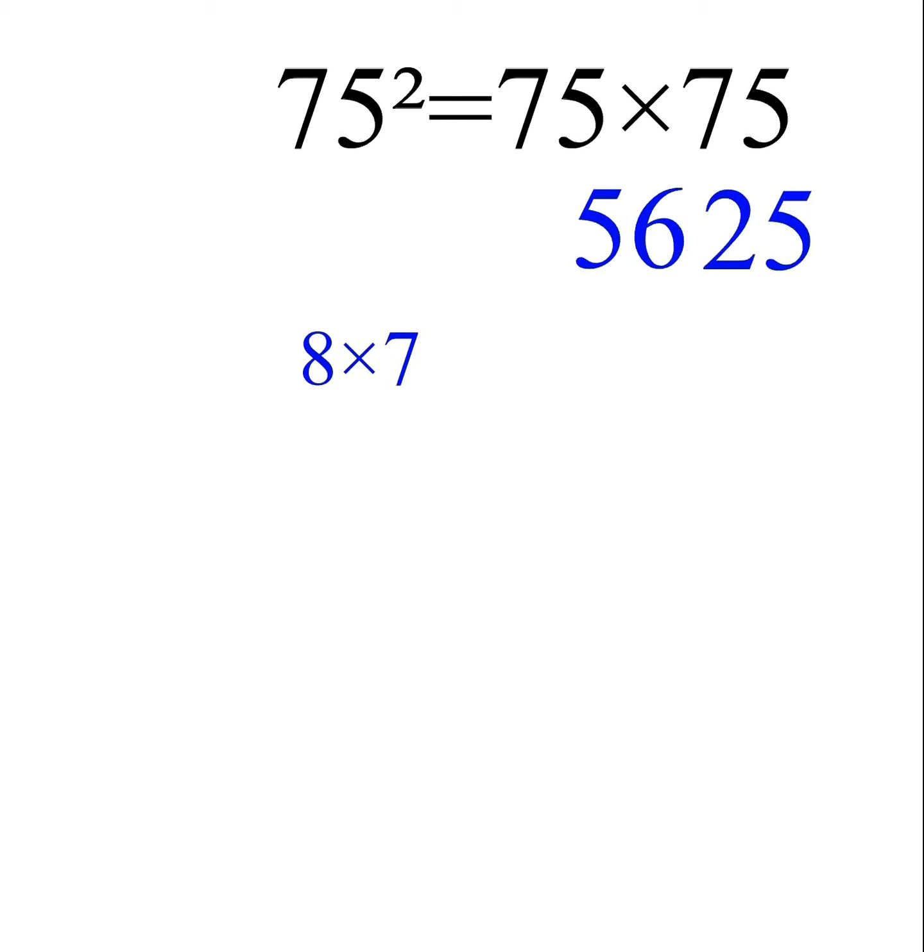And we're done. So to square the numbers ending in 5, we write down 25 and we multiply the number preceding 5 into its next integer. For instance, here we multiplied 7 into 8. And we wrote down the answer next to 25.